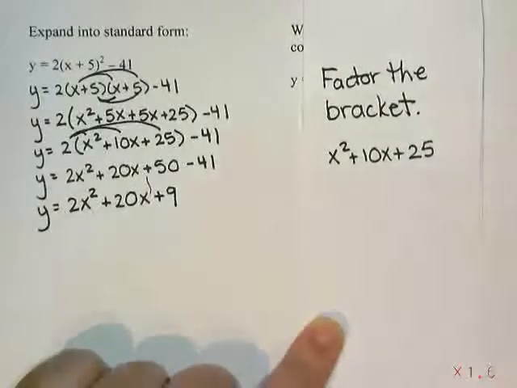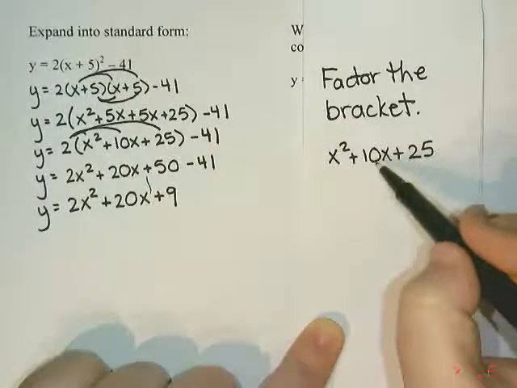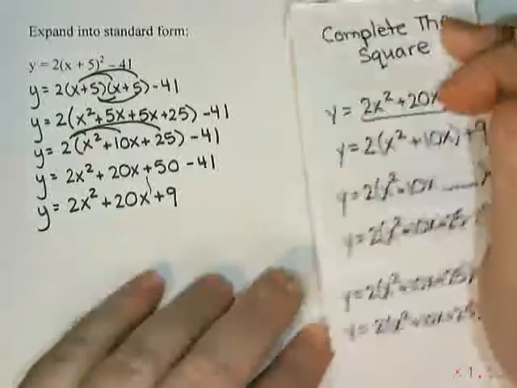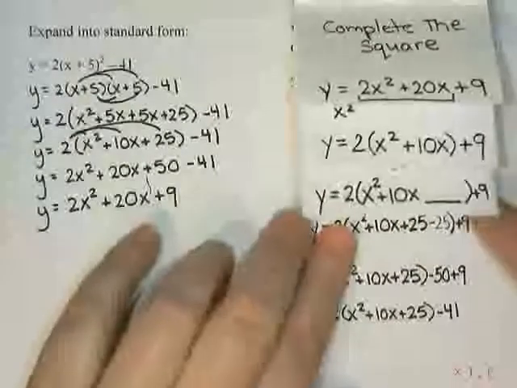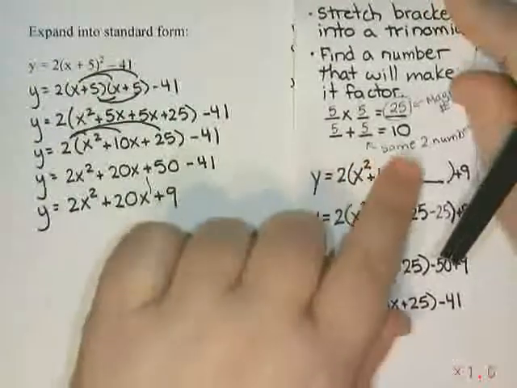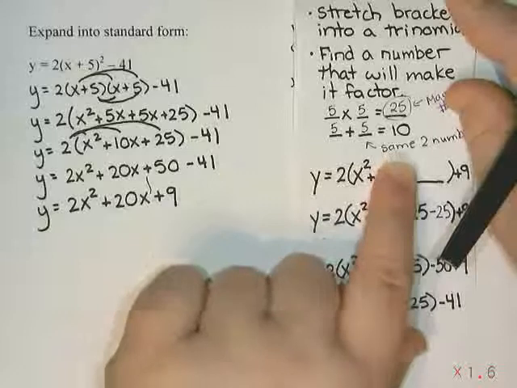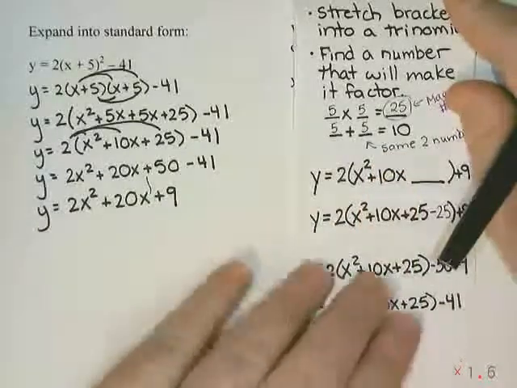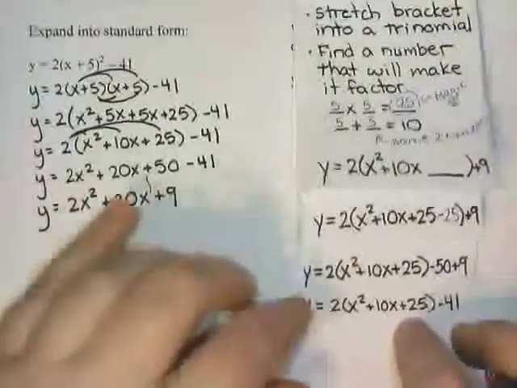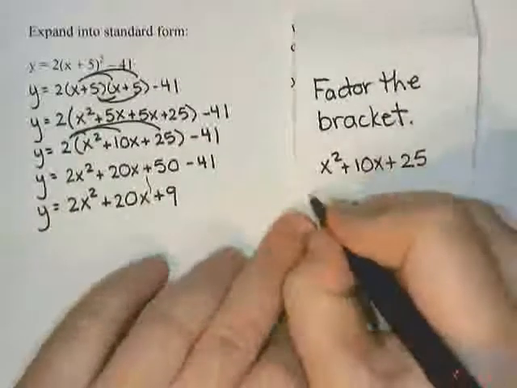And normally we look for two numbers that multiply to 25 and add to 10. But we've actually already found those numbers. Those were the numbers that we found on this step here. We discovered that the two numbers that multiply to 25 and add to 10 were 5 and 5. So you don't need to re-find the numbers. You can reuse the ones from that step there. So I know that the numbers are going to be 5 and 5.